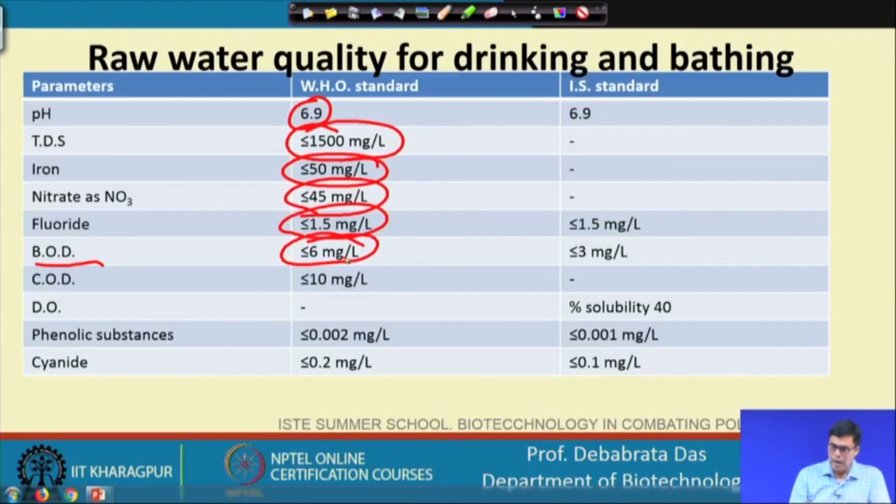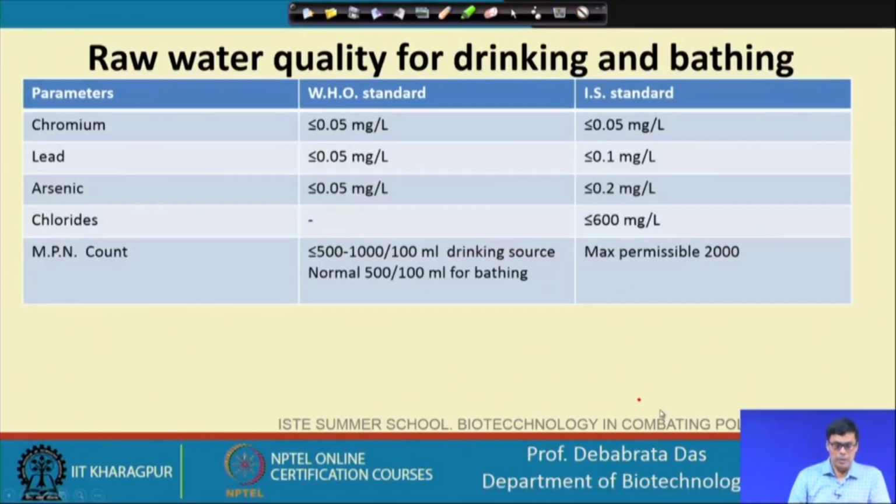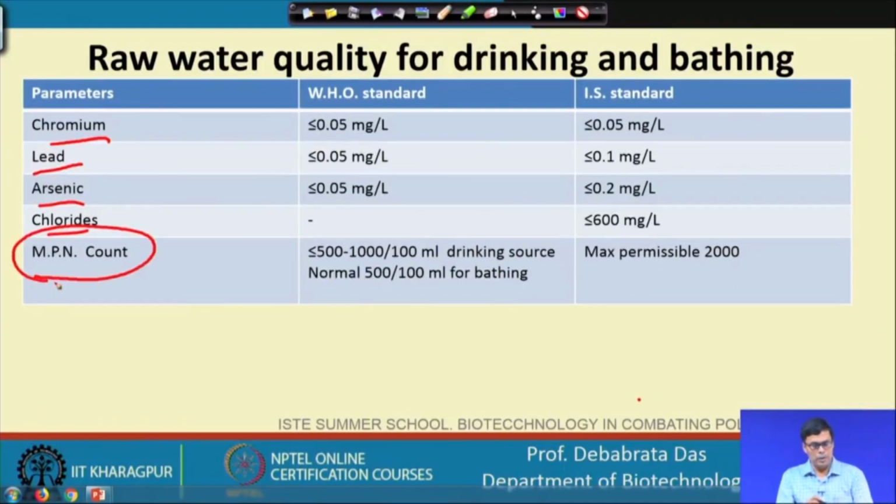And so this is the Indian standard that we have, that is given by the ISI, and this is the WHO standard. Now, raw water quality for drinking water with respect to chromium, then lead, arsenic, chloride, and this is the very important most probable number. I don't know whether you are aware of this number. This is the indicator of whether your drinking water source has come in contact with the sanitary system.